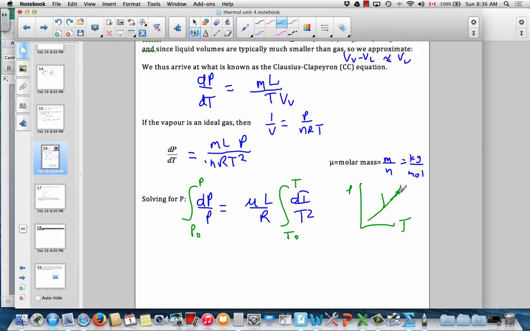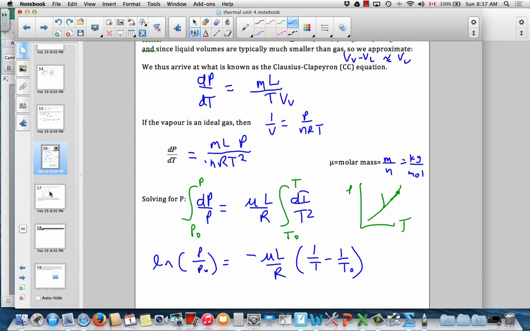So we're increasing the pressure a bit and we're saying, okay, what's the new equilibrium vapor pressure at that point? Okay, so this side's pretty easy to do. That's just a logarithmic integral. So that's the ln of P over P naught. This side's also easy to integrate. Integral of T to the minus 2 is minus 1 over T. So this is negative mu L over R, then we'll get 1 over T minus 1 over T naught.